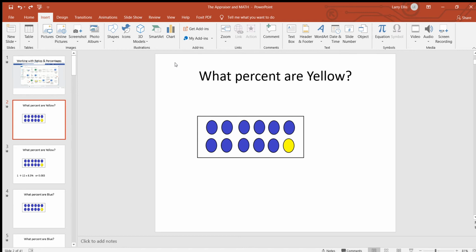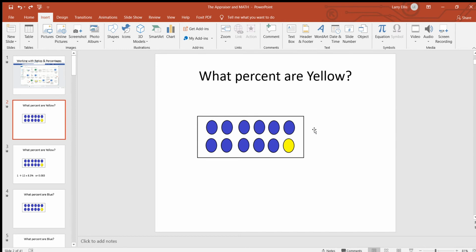exam. So in looking at that, I'm using these circles. There's 12 of them, and I have them colored blue and yellow. We're going to be looking at those and developing ratios and percentages to start off with. So here are these 12. We've got 1 yellow, and the question is, what percent are yellow?